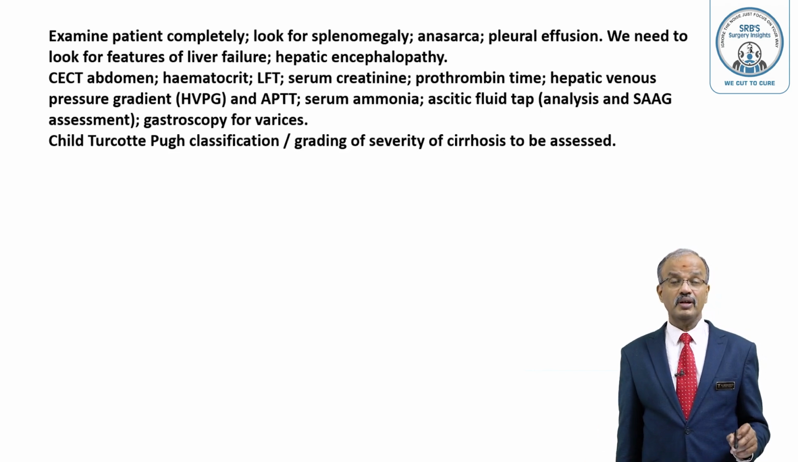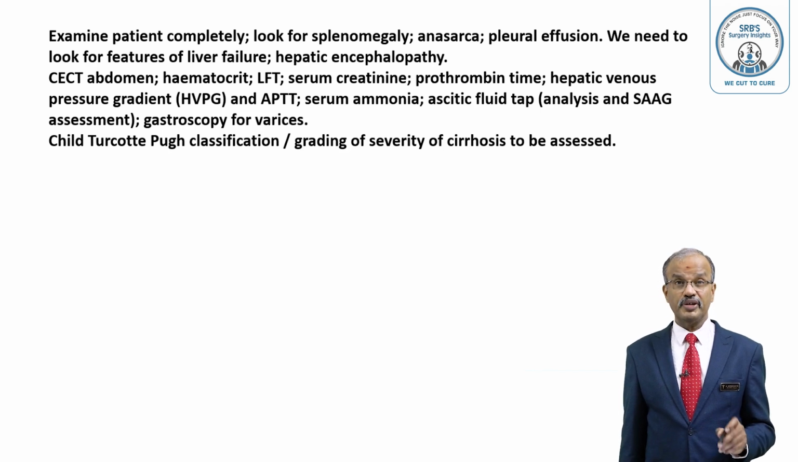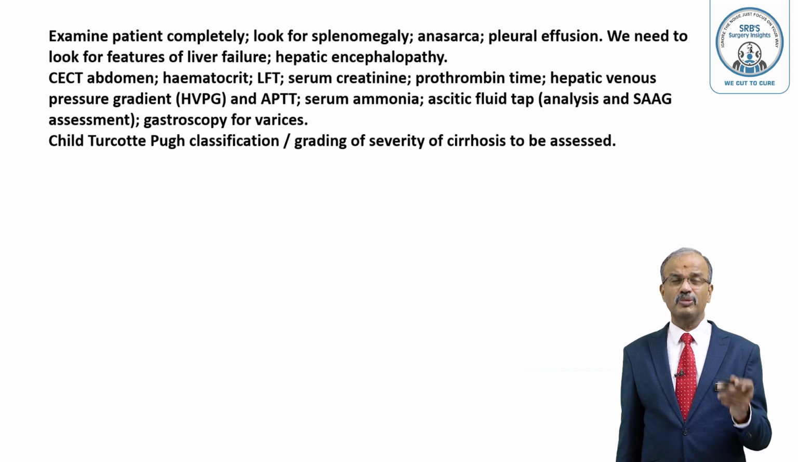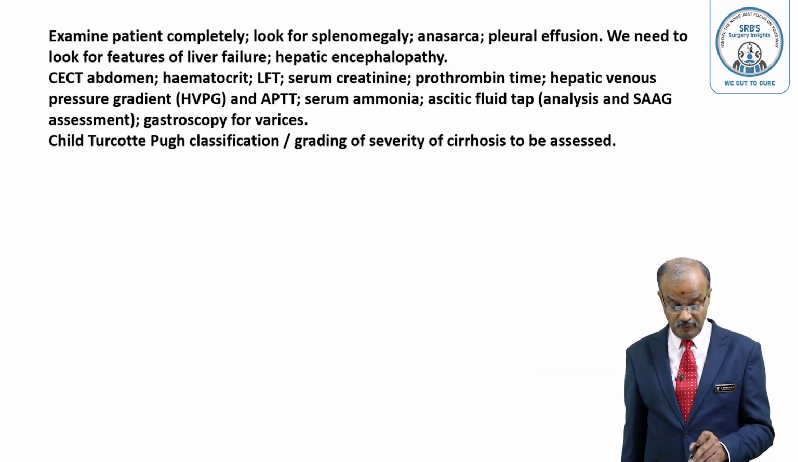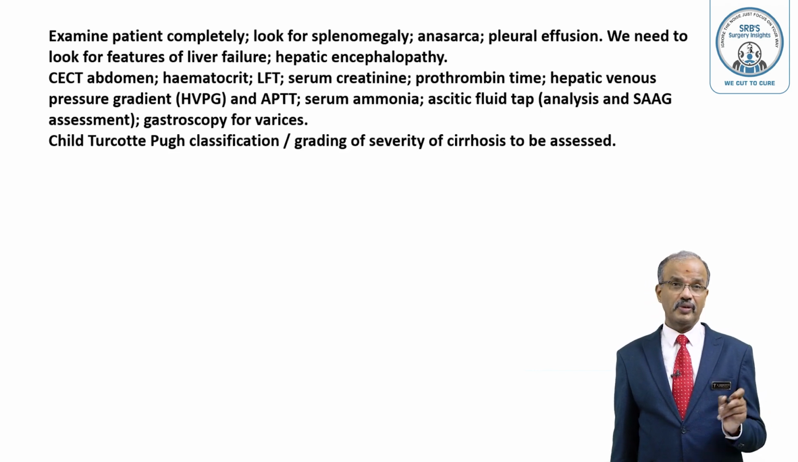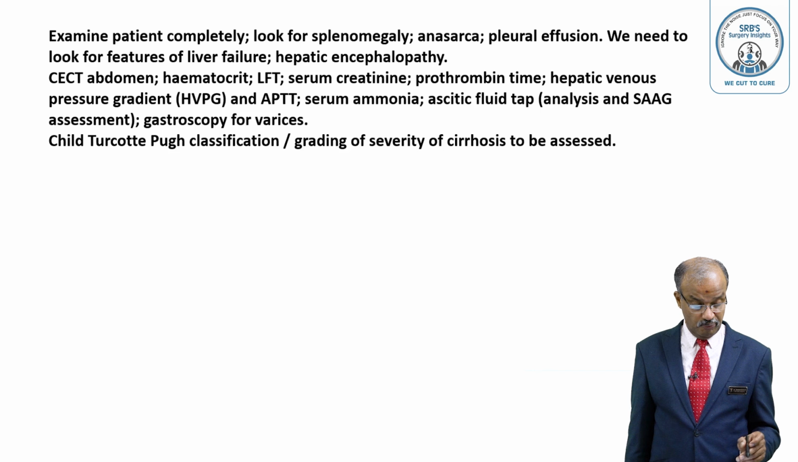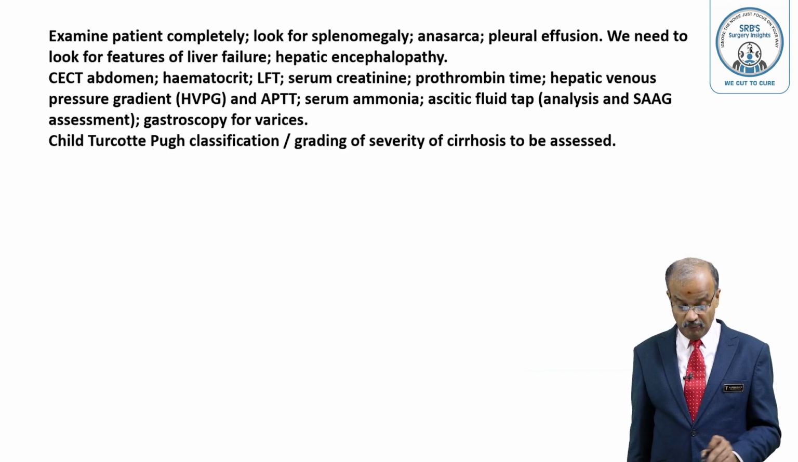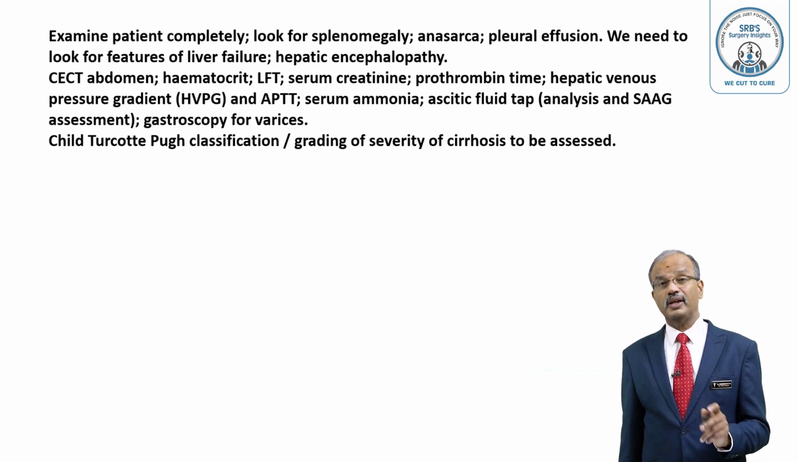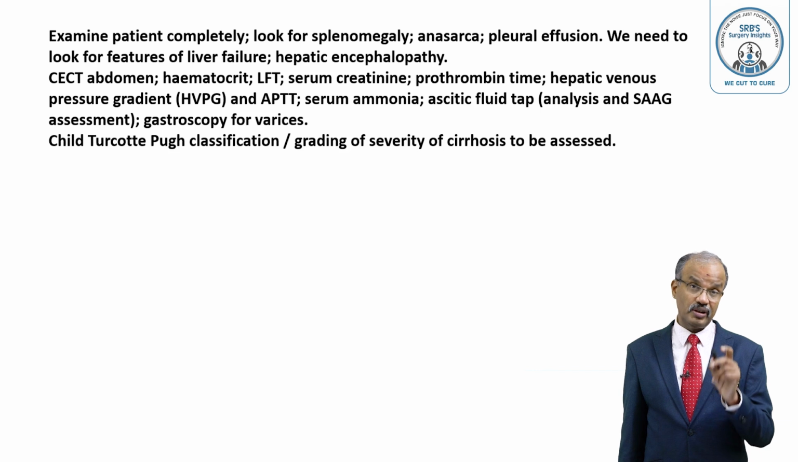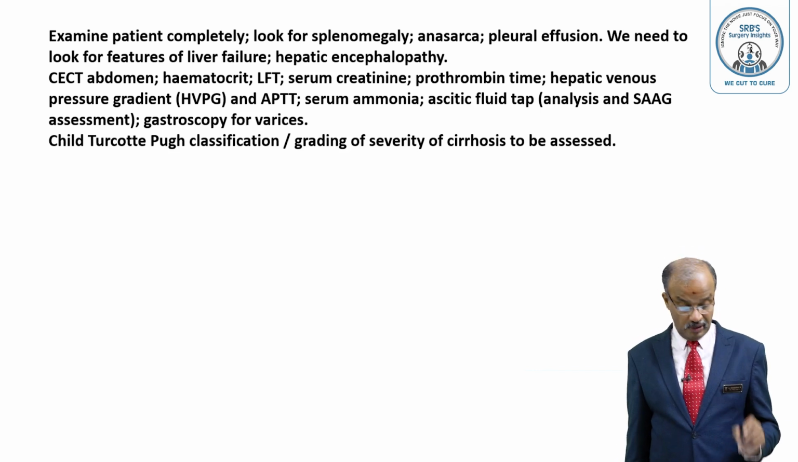So CECT abdomen, alpha-fetoprotein, because it may turn into malignancy, hepatocellular carcinoma, hematocrit, liver function test is essential. Blood creatinine sometimes, as they can have renal failure also, something like hepatorenal syndrome or dehydration or reduced output. Prothrombin time, APTT also important. Hepatic venous pressure gradient, I already told what exactly it means. Serum ammonia is important to find out encephalopathy. Ascitic fluid tap is very essential, and serum ascitic albumin gradient, a very accurate method I already told. Gastroscopy should be done for varices.